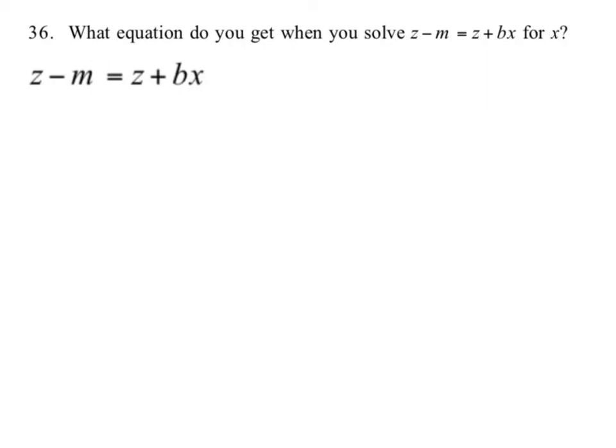Okay, we've got 3 problems in this video. The other 2 are on the next slides, so you're only seeing 36, but the other 37 and 38 are coming. Now, we are solving for x, so we need to essentially look at what's happening to x and undo it.